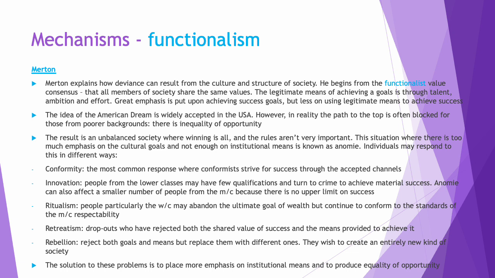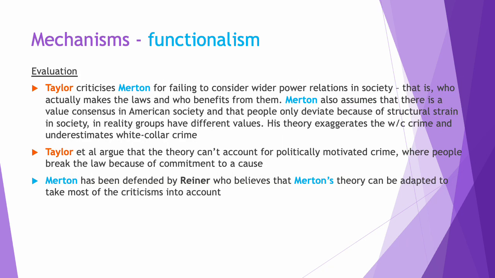The solution to these problems is to place more emphasis on institutional means and to produce equality of opportunity. Marxist Taylor criticises Merton for failing to consider wider power relations in society, that is, who actually makes the laws and who benefits from them. Merton also assumes that there's a value consensus in American society.